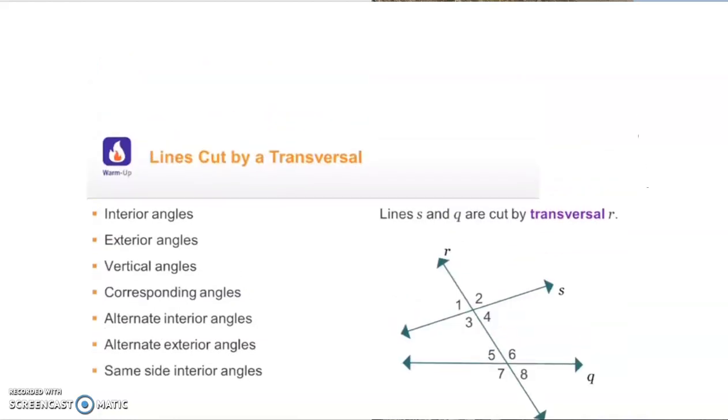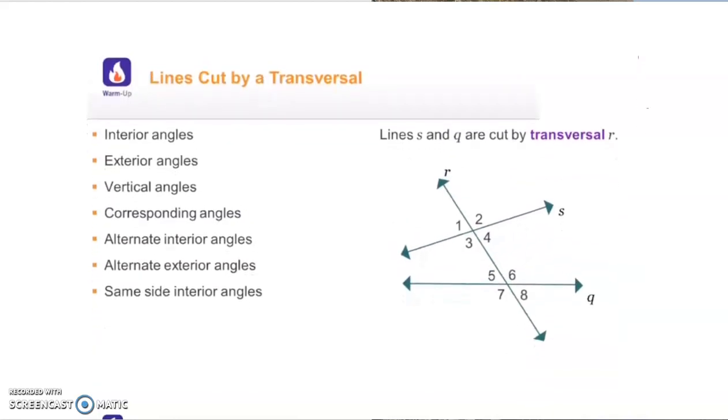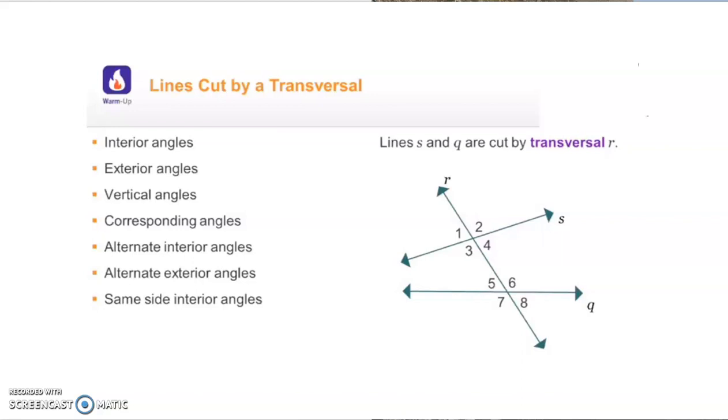This lesson is going to be talking about lines cut by a transversal. There are lots of definitions and lots of things we need to know. Remember that if you have two lines, like S and Q, and they're cut by one line, so one line goes through two separate lines, this line R is called a transversal, and it forms several types of angles.